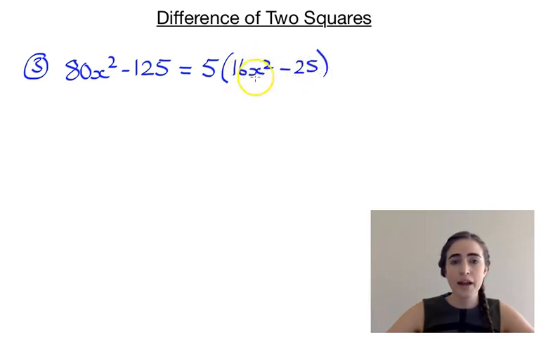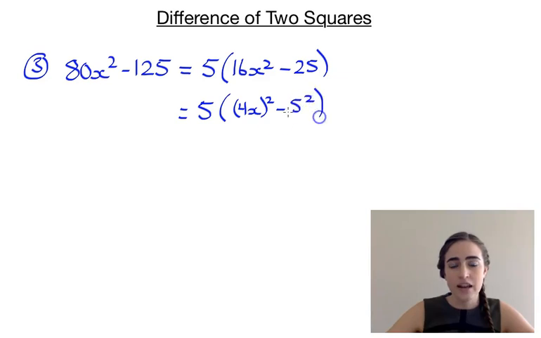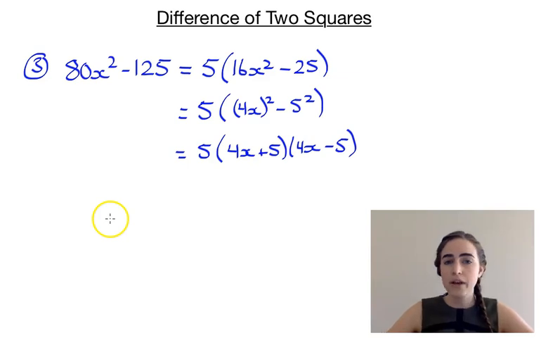So now in those brackets, the 16 and the 25 are both square numbers. So we could rewrite that as 5 outside of (4x) squared minus 5 squared. So now we can factorise what's in the bracket and leave that 5 out the front. So we're going to have 5 outside of (4x plus 5)(4x minus 5).